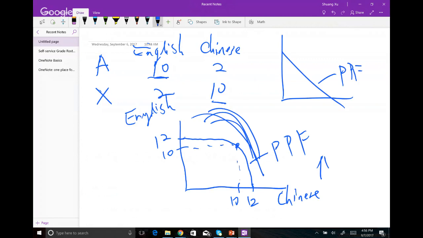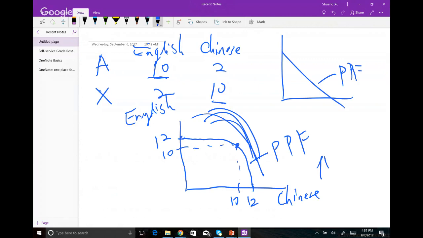Okay, so again, one more time, more often than not on the test, on the quiz, you will see a straight line PPF. If it's a straight line PPF, that means your opportunity cost is constant. But if you have a PPF that's bowed outward, that means your opportunity cost is increasing the more goods you produce. So let's look at this graph over here.